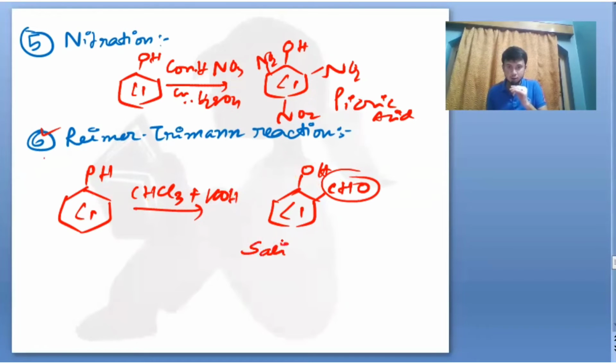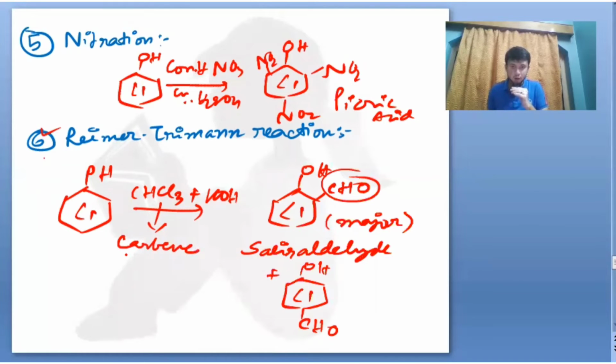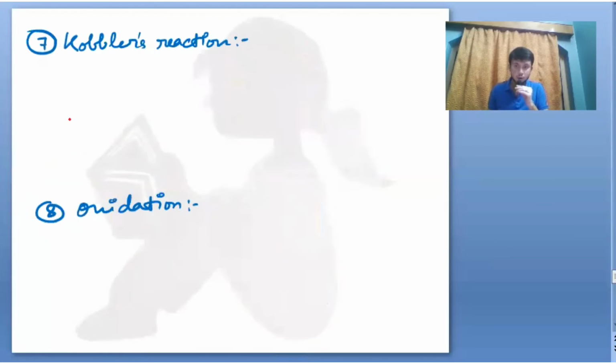So it is our salicylaldehyde. Now this is the major product. There is also a minor product, where the CHO will be added in the para position. But here there is a characteristic: in this reaction there is formation of carbene. Now what is carbene? You can see that in our carbocation, carbanion and carbene video. So let's see the next reaction, that is our Kolbe's reaction.